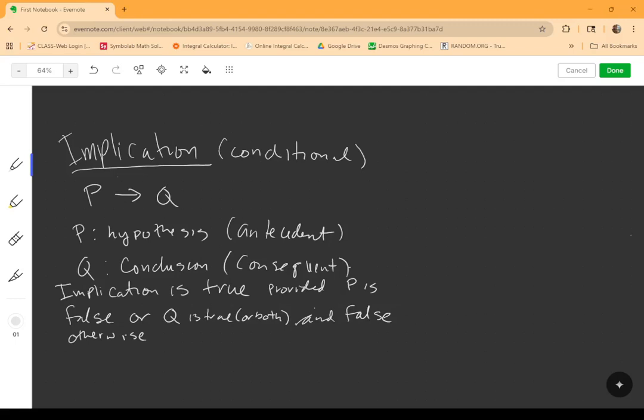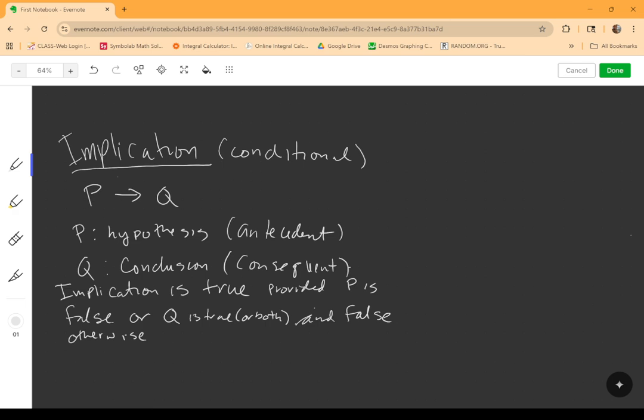Okay, so here we're going to take a look at an implication, sometimes known as a conditional. So here we have logically written an implication: if P then Q, or P implies Q, where P and Q are both statements. P is the hypothesis when written like this, sometimes called the antecedent. Q is the conclusion, sometimes called the consequent.